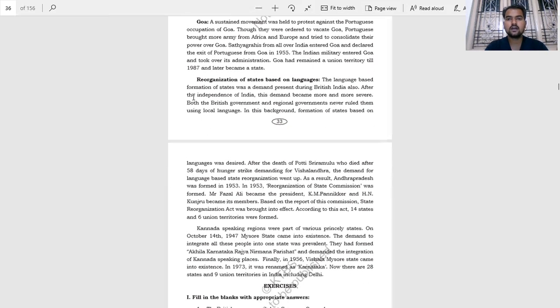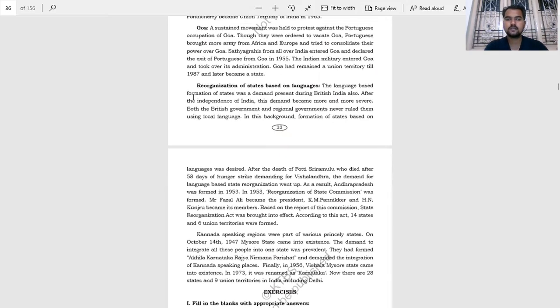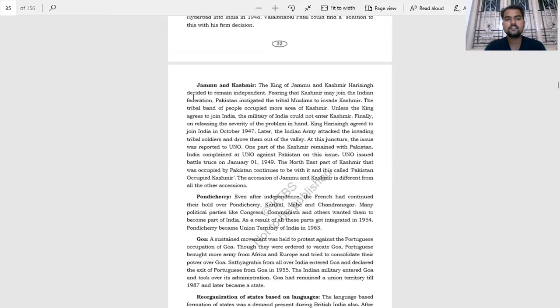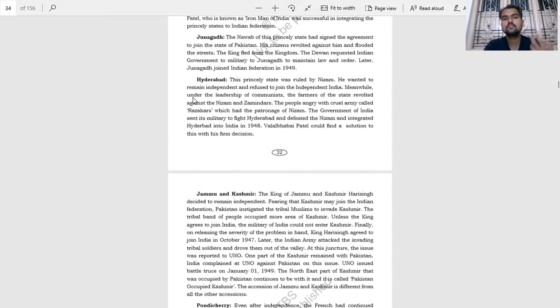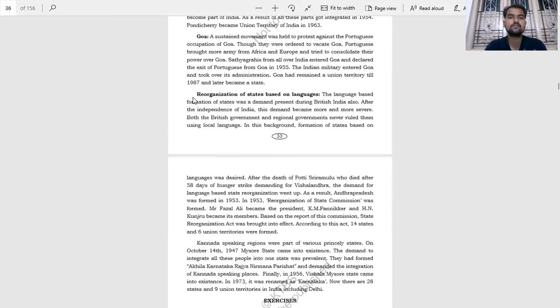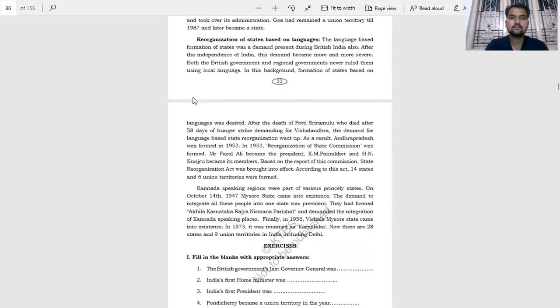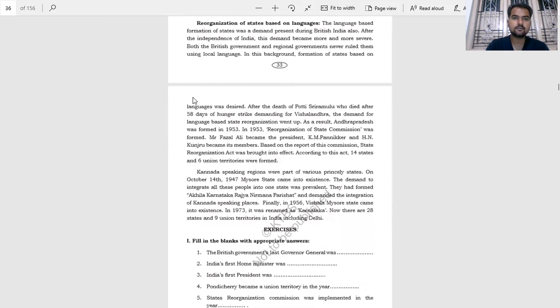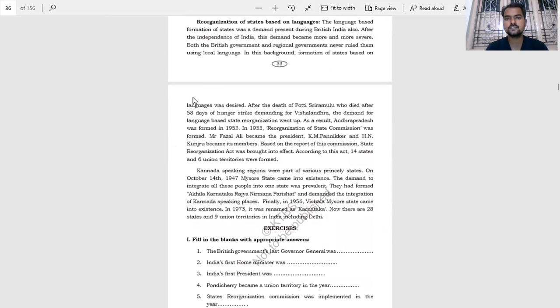So that is how Jammu and Kashmir, the Nizam of Hyderabad, Junagadh, Pondicherry and Goa became part of India. Next, the last content of this chapter is reorganization of the states based on languages.